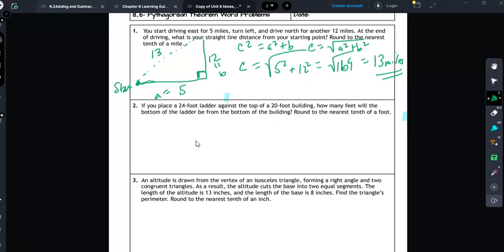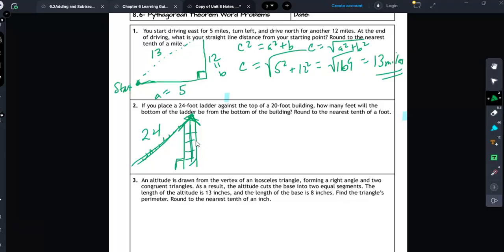Down here, we are going to talk about a ladder. The ladder is 24 feet, and we're placing it at the top of a building. And how many feet will the bottom of the ladder be from the building? So here we go. We have our building. It's a tall, skinny building. Okay. And then we have our ladder. Like my drawing? So it is 24 feet, right? And it's leaning against this building.